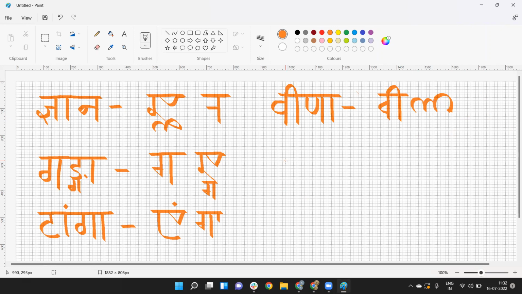So we tried the matra with all the letters. J and G are similar, so I just tried it with G. We did it with N, T, and R as well. And the rest of the words will be given as assignment. So I'm not showing all the words here.